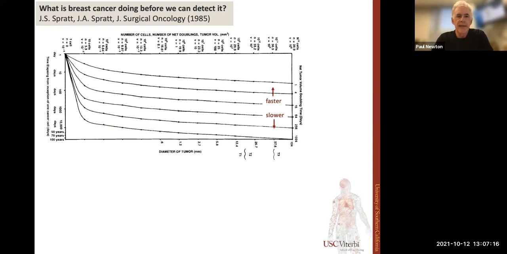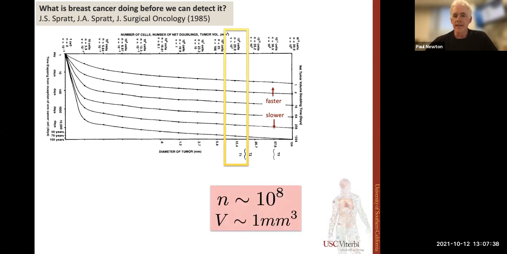So this is a diagram taken from their paper. Along the x-axis is the diameter of the tumor, and the y-axis is time. And these are different growth curves of a tumor. So the upper ones are faster, and the lower ones are slower. And a typical detection range would be around here, as I said, with about 10 to the 8th cells and about a cubic millimeter in size. And the question is, what is it doing in this region? And we want to push that yellow rectangle to the left as far as possible.